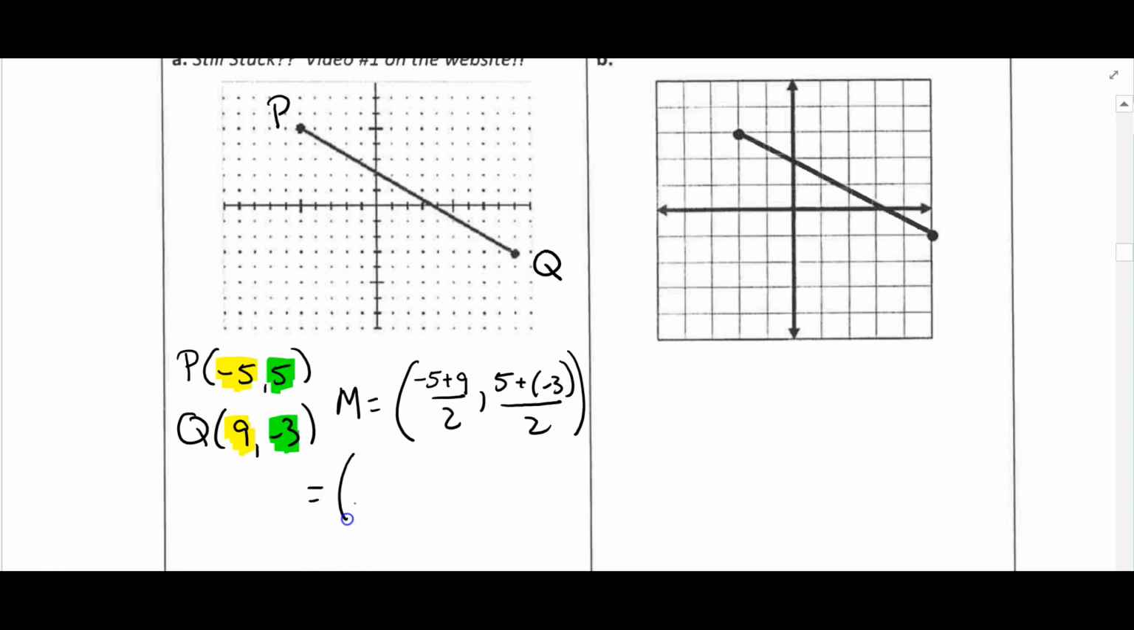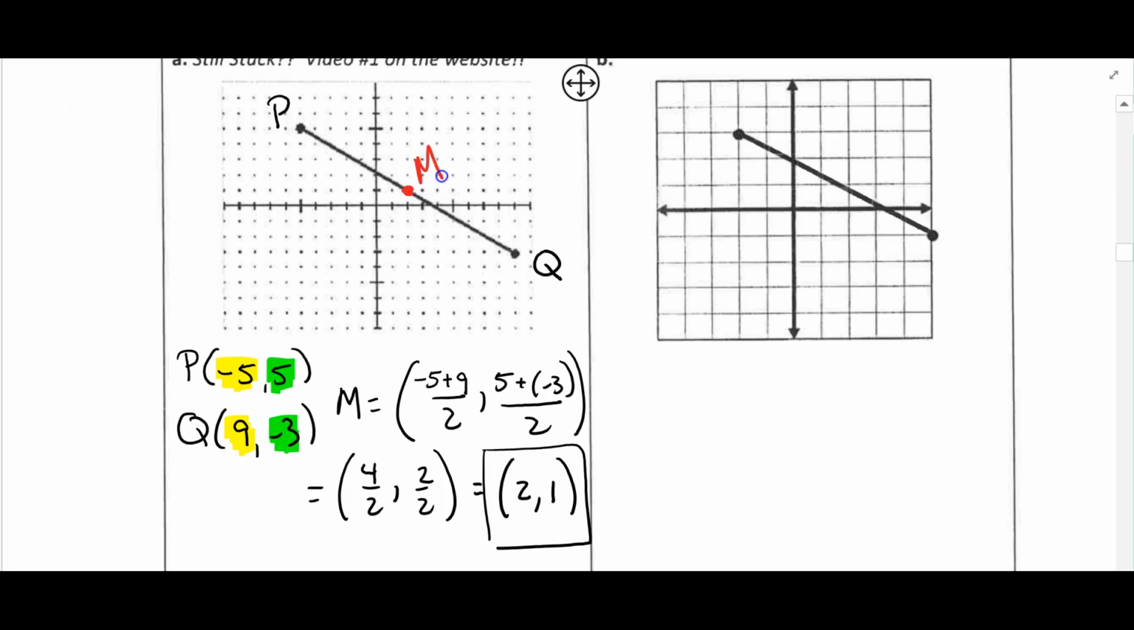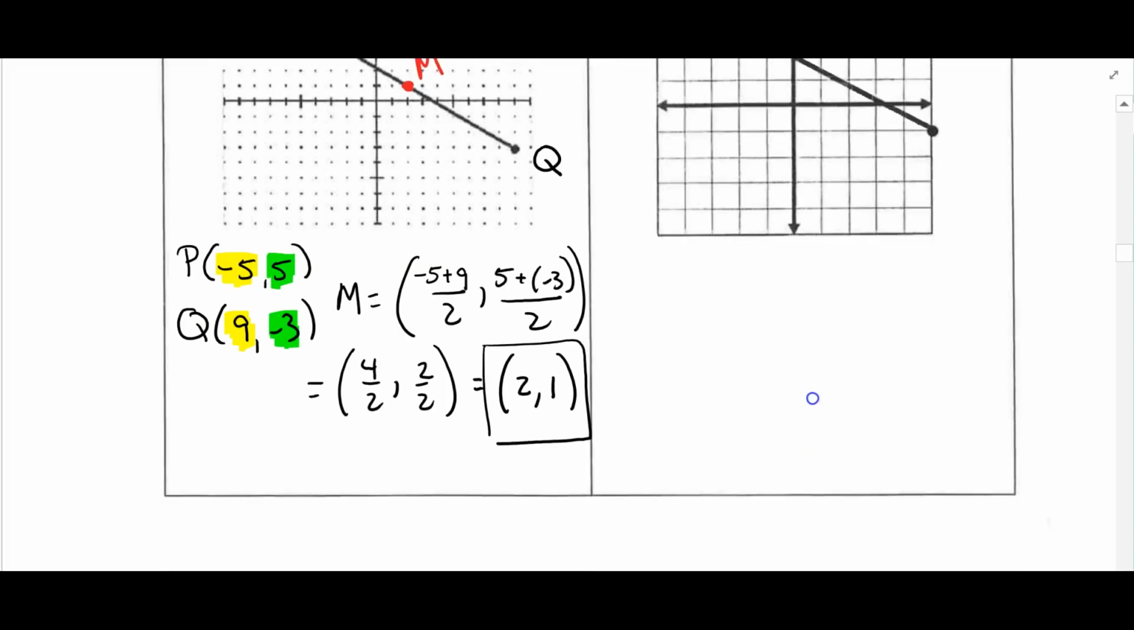And that's going to give me 4 divided by 2 and 2 divided by 2, which will continue to simplify, which gives me 2, 1. So that would be the point right in the middle. Let's go to 2, 1. That's right there. That does look like it's going to be in the middle. And that's it. That's your midpoint. Alright, so in a minute, I'm going to have you finish the examples that we don't do, but let's do one more example.